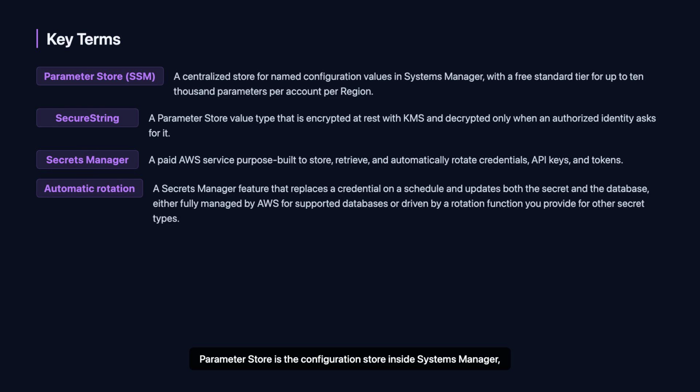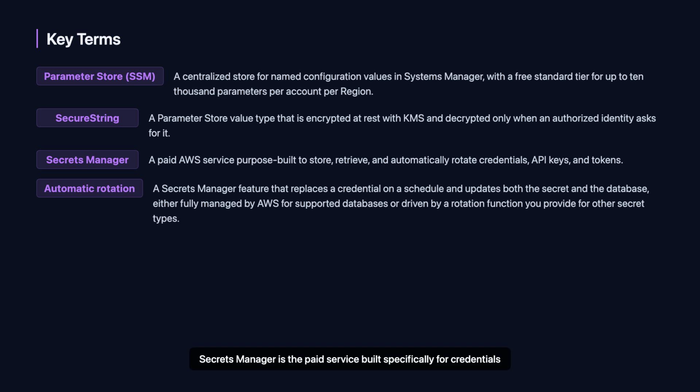Parameter Store is the configuration store inside Systems Manager, and its standard tier is free for up to 10,000 parameters per account per region. A SecureString is a Parameter Store value that's encrypted at rest with KMS, and decrypted only when an authorized identity retrieves it.